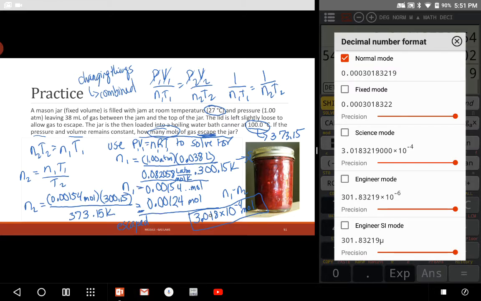Now that we know that, I have to think about sig figs. The volume only had 2 sig figs, so that means that this whole nonsense here has just 2 sig figs. And that is also going to have 3 sig figs, but that's going to leave this significant to only the 5, and so that's going to be just the 3. So rounding for sig figs is only significant to that decimal location. So that's 3 times 10 to the minus 4th moles escape the jar.